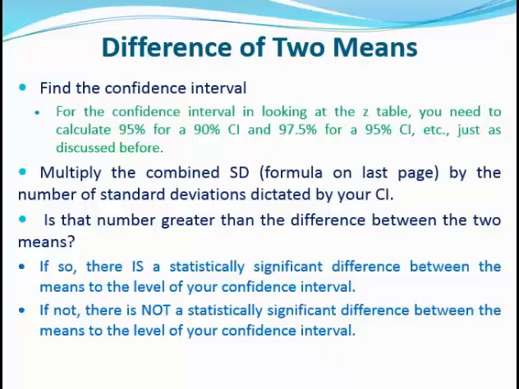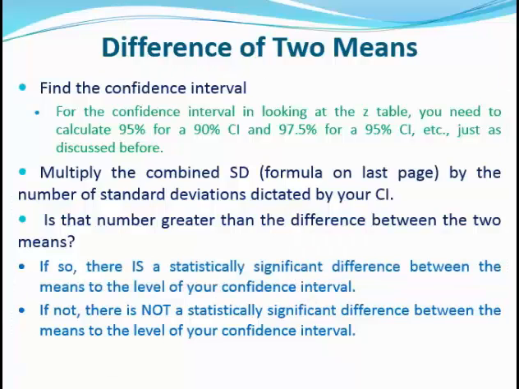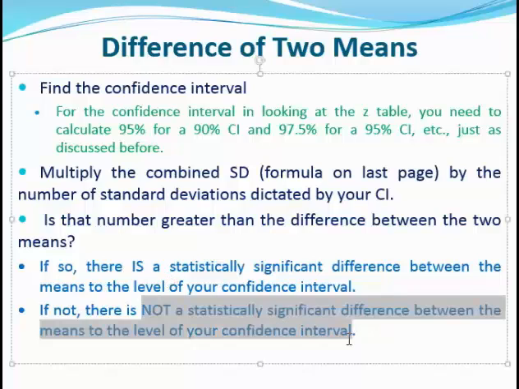If the number you come up with is 5, and your confidence interval requires that they be 4 away, in other words, your standard deviation is 5 away and your confidence interval requires that they be 4 away, well, then there's a significant difference between them. If there's a greater difference between the two means than is required by your confidence interval, there is a statistically significant difference between them. If not, there's no statistically significant difference between them.